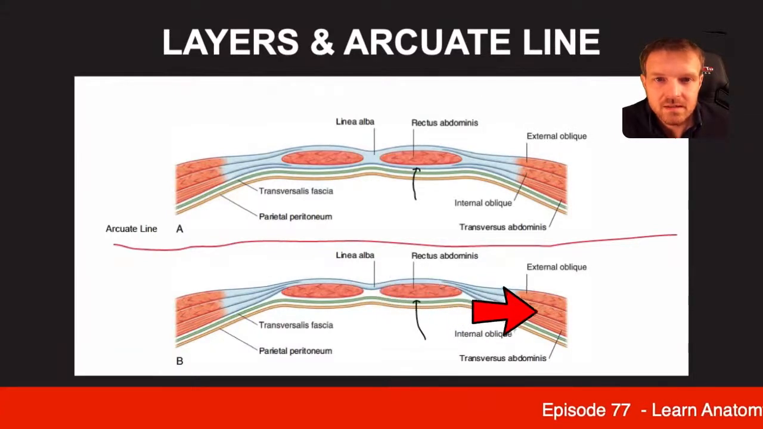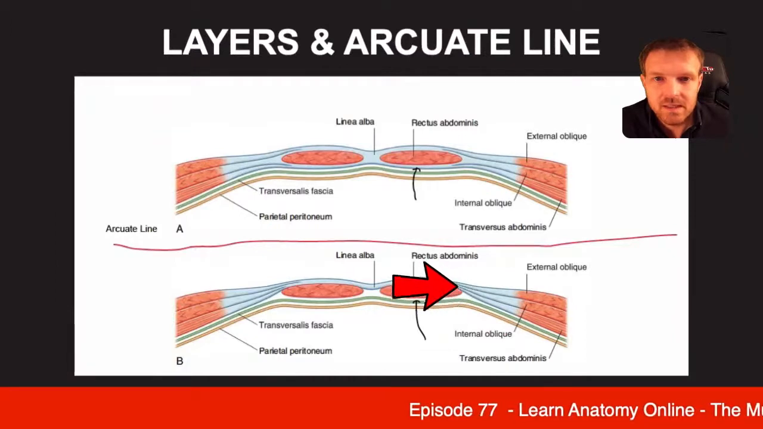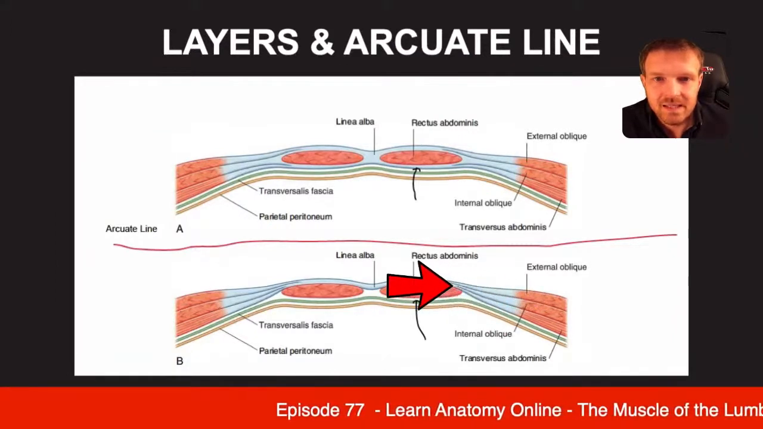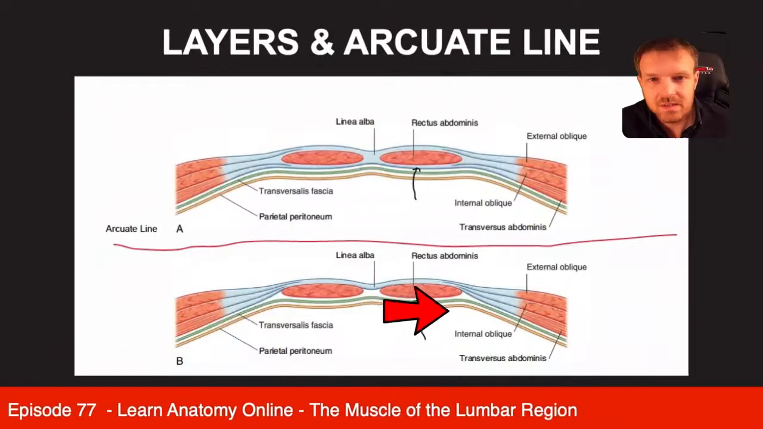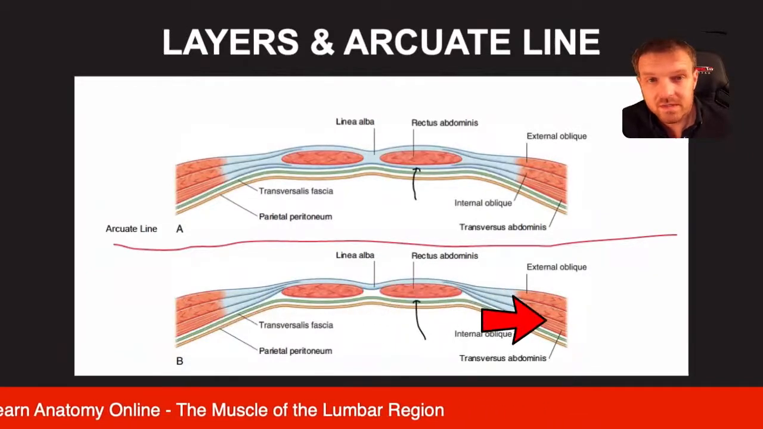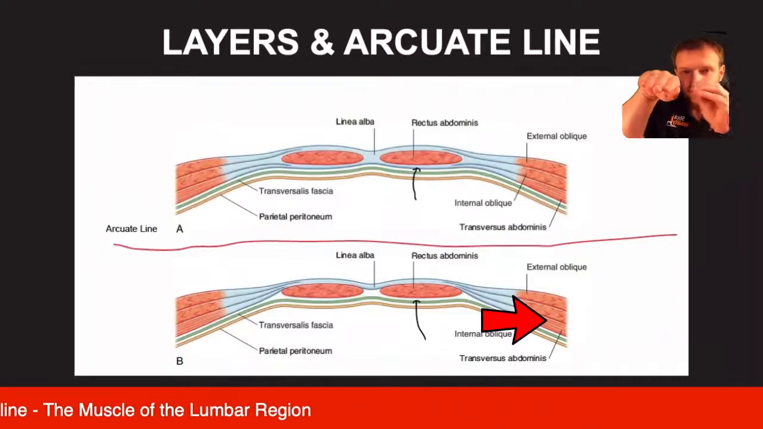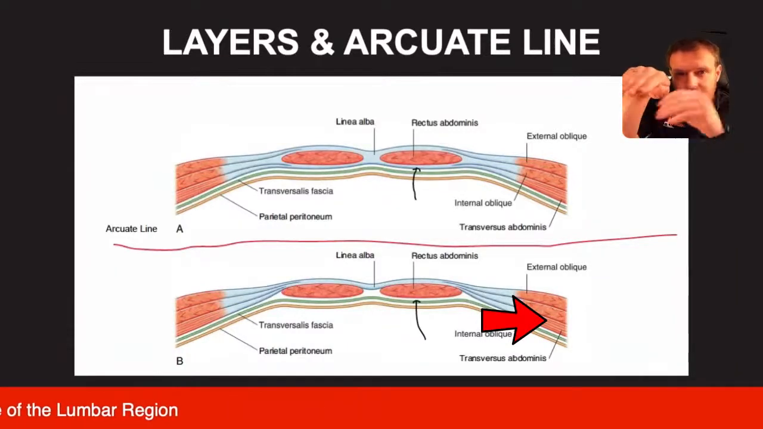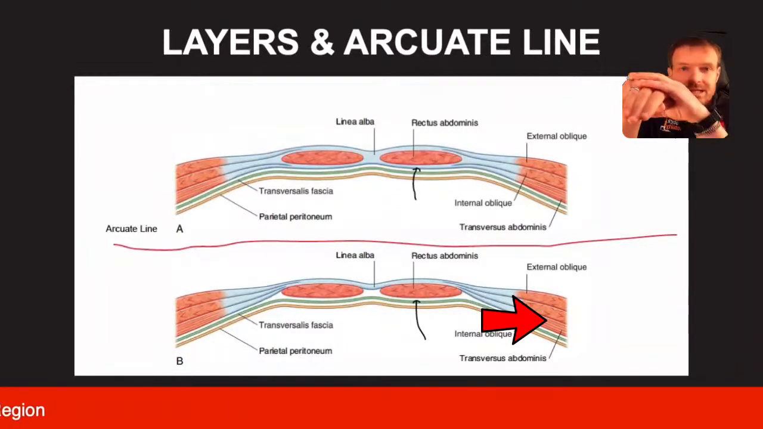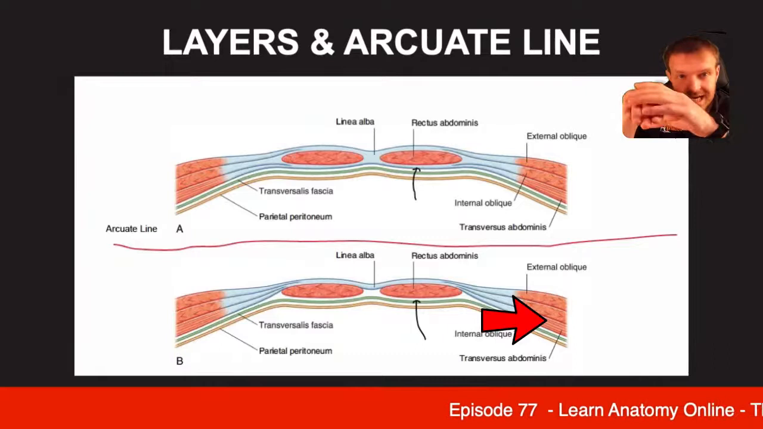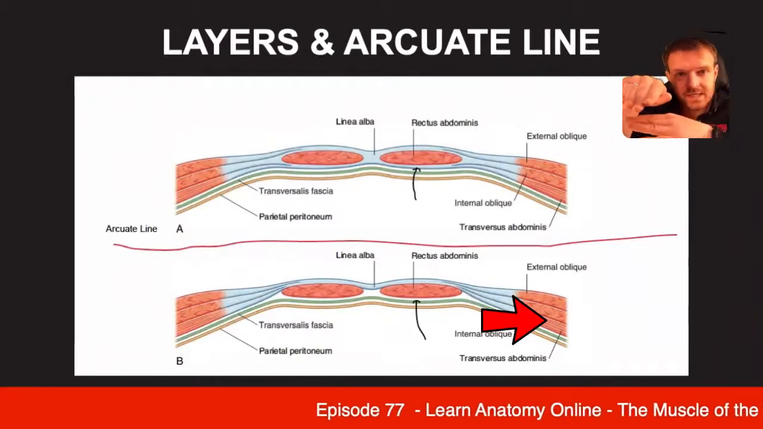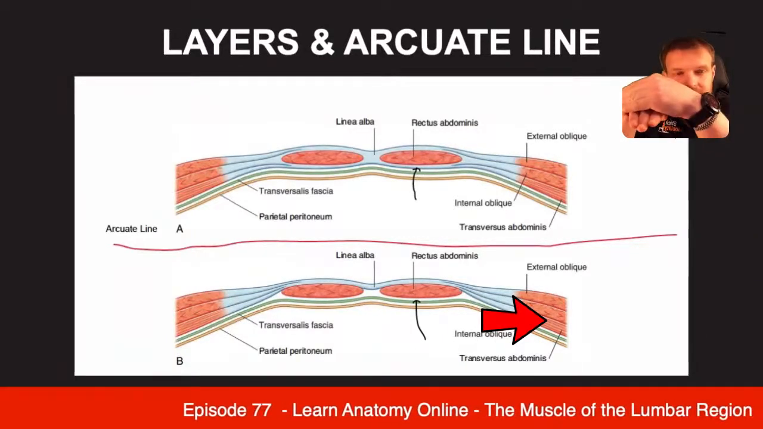transverse abdominis, internal oblique, and external oblique don't go behind the rectus abdominis. They only go in front. So higher up in the abdomen, that one goes under: the transverse goes under, the internal oblique wraps around all of it, and then the external goes over the top. But as you move further down, it doesn't wrap underneath anymore. They all just go over the top.